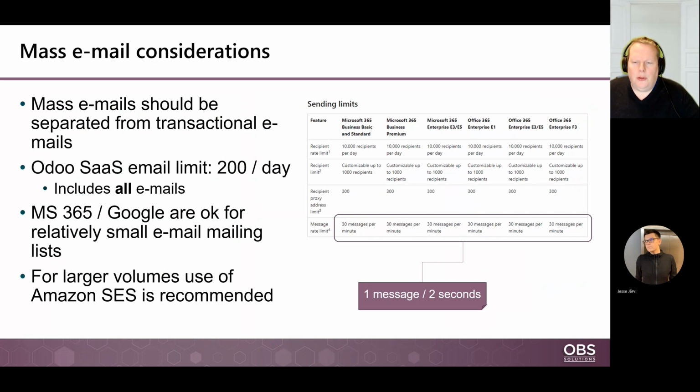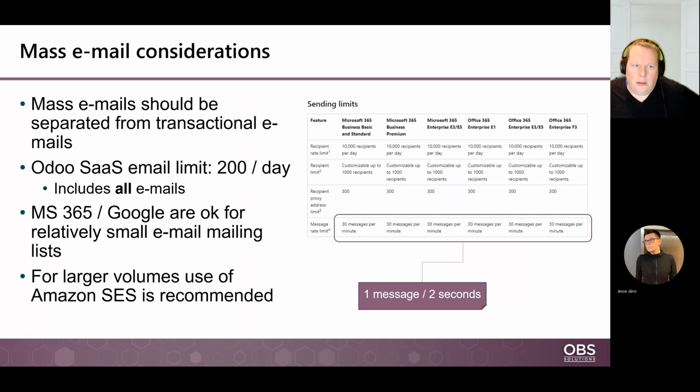Also, one of the additional things that we should consider when we are setting up the emails is the mass emails. So let's say that you have a newsletter and you have people who are subscribing to this newsletter. If you are using the Odoo SaaS solutions, you are a bit out of luck because there is a hard email limit of 200 messages per day, and it includes every single email.